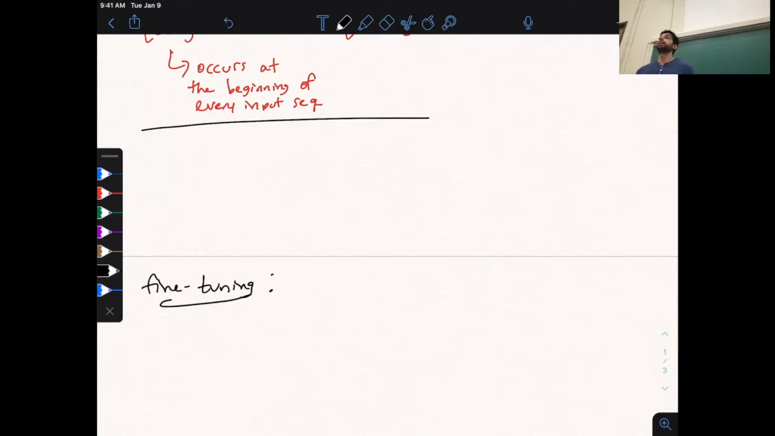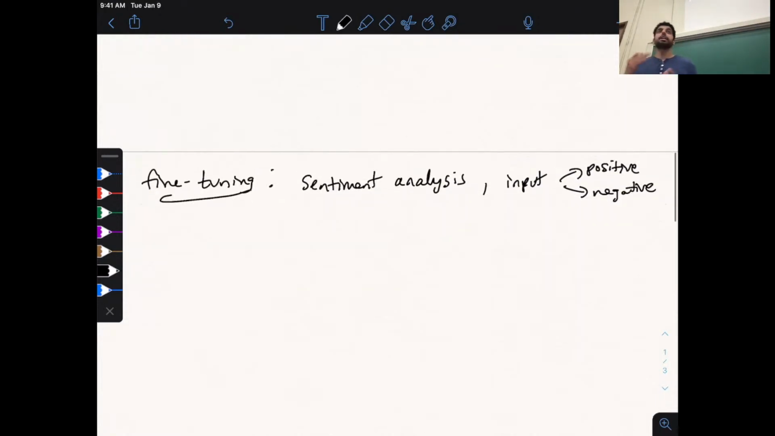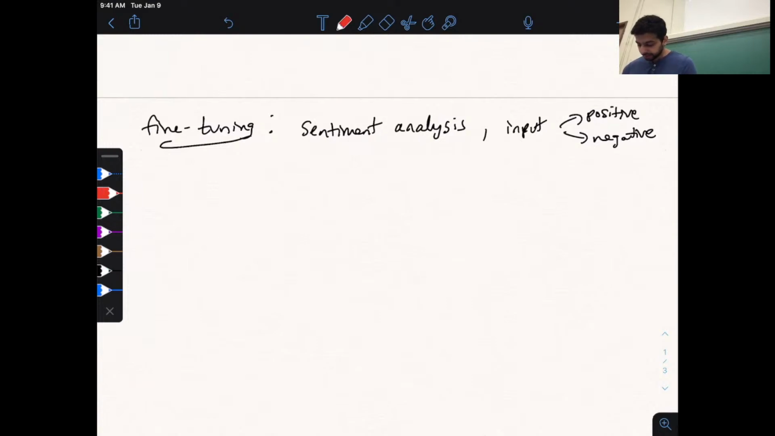So in fine-tuning, we are now trying to adapt our pre-trained model to some specific task. Let's say we are going to look at sentiment analysis as an example. In sentiment, I have an input, and it's either positive or negative. So I have a binary classification task. So how do I use this pre-trained model for binary text classification? Let's just take a simple example.